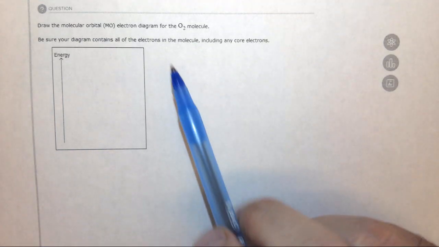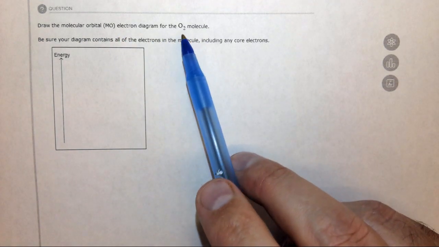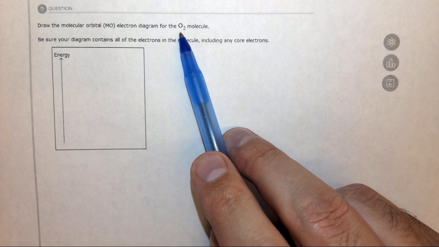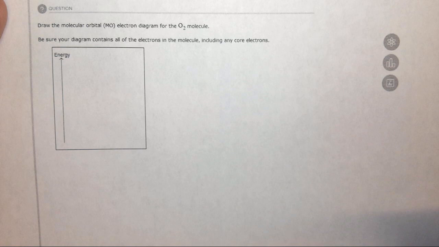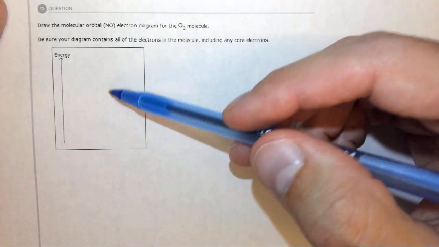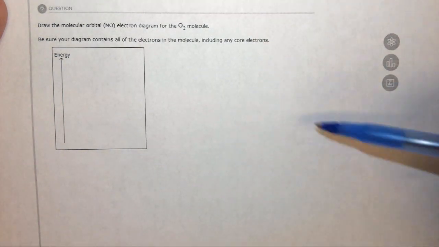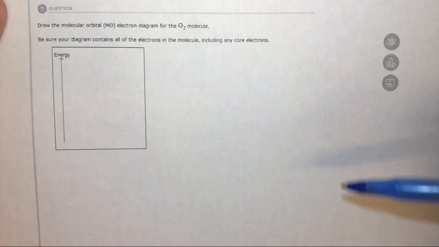In this question, we're asked for the molecular orbital diagram using the linear combination of atomic orbitals for O2. And it asks us to include any core electrons. So here, you don't need the atomic orbitals, but I do want to show them here so that it's more obvious what's going on, or the explanation makes more sense.